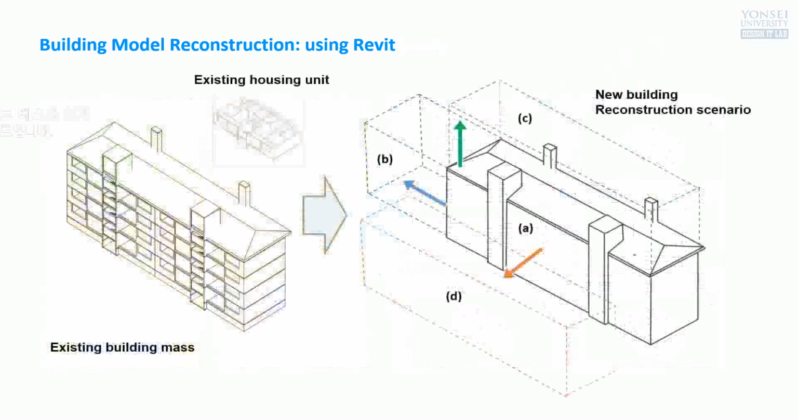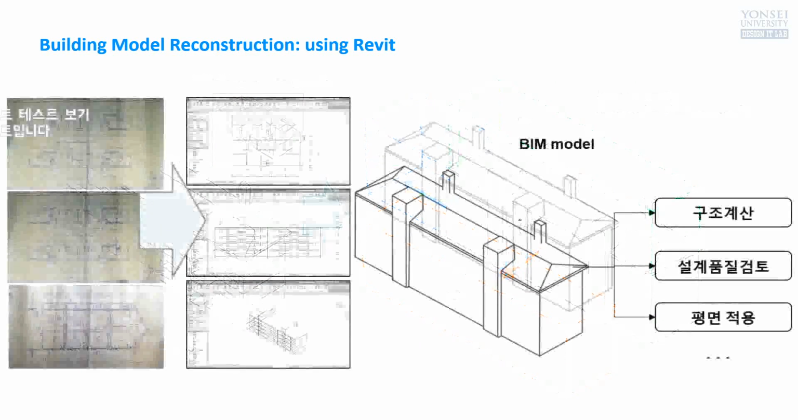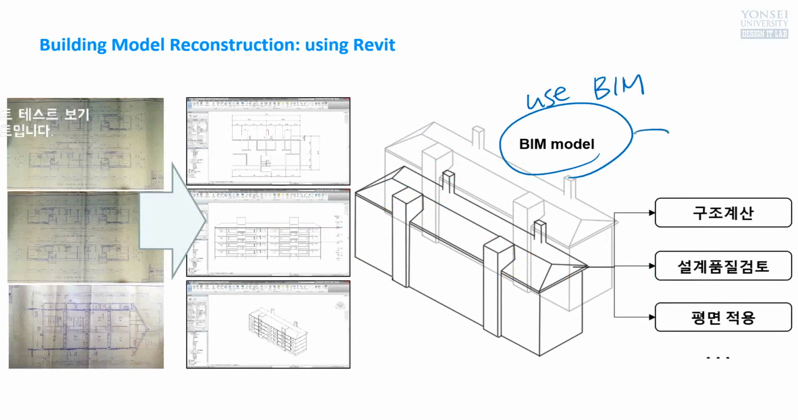Why? We need to extend horizontally and vertically, in several directions. And we need to use BIM for structural analysis, design quality quantification and checking, and a lot of design alternatives applied to this new remodel design and so on. Lots of things we have to simulate.